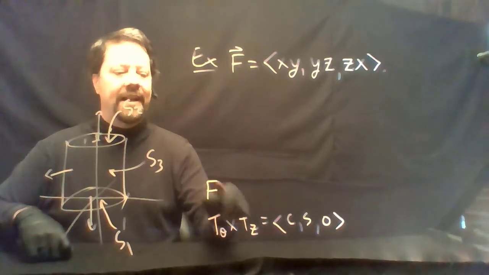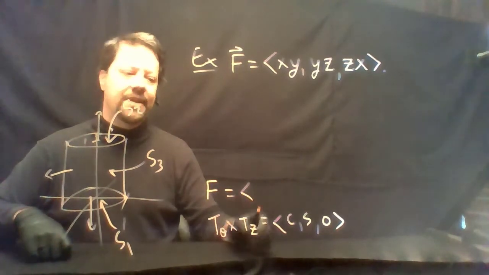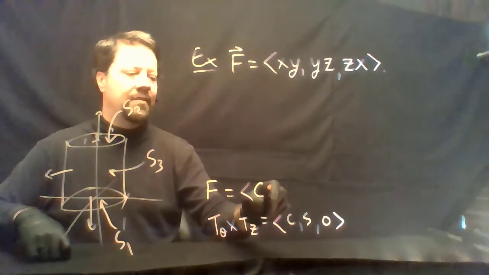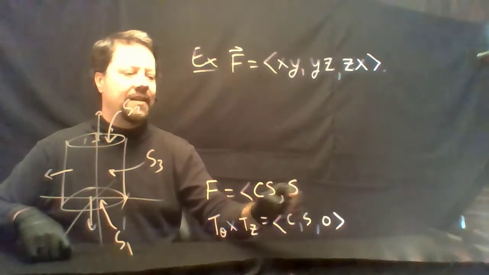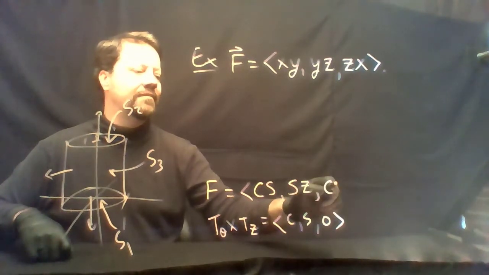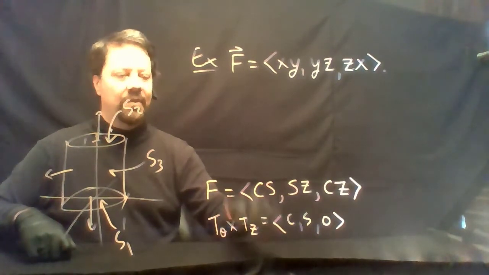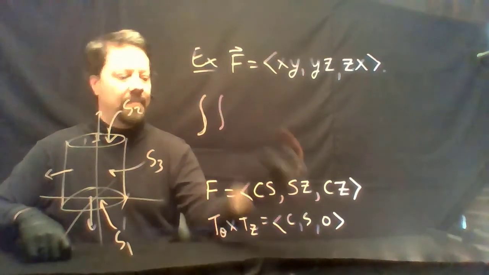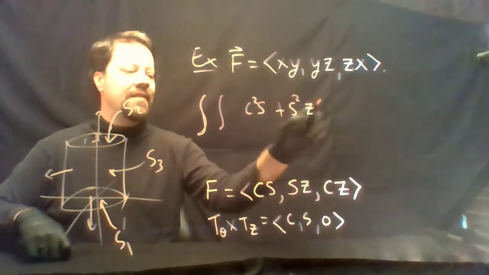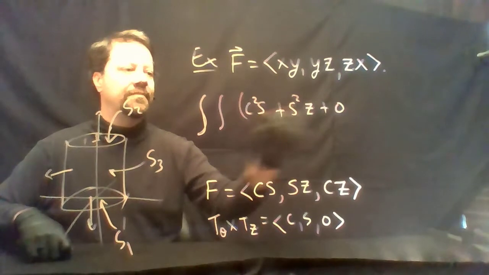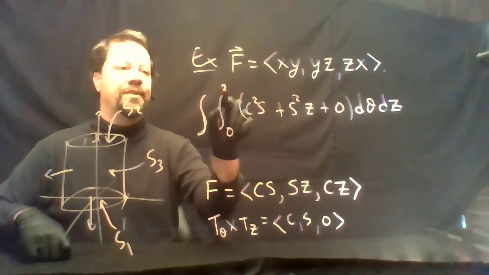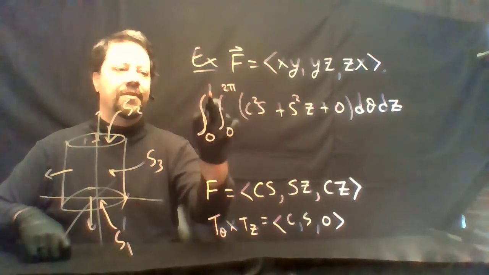It's good form to evaluate F on your surface parameterization. And on our surface parameterization, x was cosine, y was sine, z was z. So F is cosine sine, sine z, z cosine. Now, when we calculate the dot product, we'll have cosine squared sine plus sine squared z plus 0, d theta dz. Theta goes from 0 to 2 pi, z goes from 0 to 1.